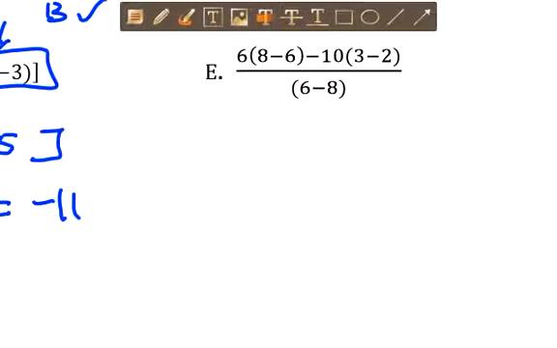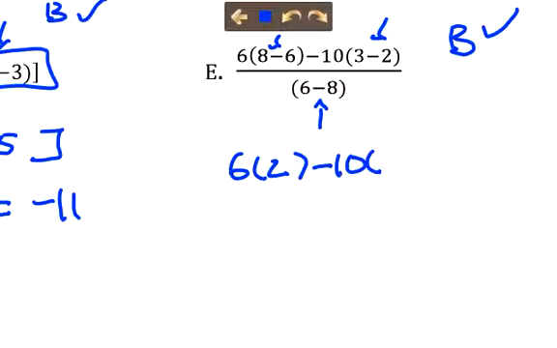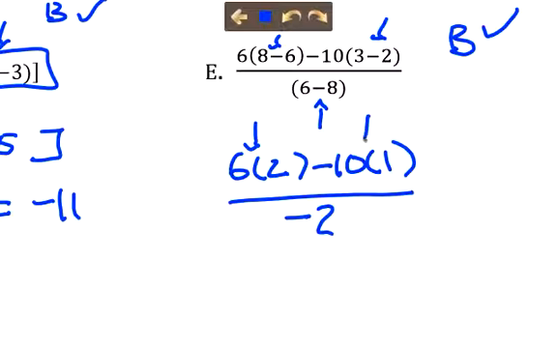Okay, this one looks horrible. It's really not that bad because, again, you see brackets. And in the brackets there are 2 things in all of them. So get rid of that. The first bracket would become 2. The second bracket would become the number 1. On the bottom, 6 minus 8 would just be negative 2. So now you've got a 6 and a 2 that are multiplying because they're beside each other, and you've got a negative 10 and a 1 that are beside each other and they're multiplying too.